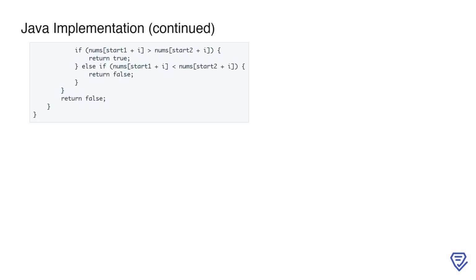Conversely, if the element in the subarray starting at start2 is greater, the method returns false. If the elements are equal, the loop continues to the next pair. If all elements are equal after comparing the first k elements, the method returns false, as neither subarray is greater. This helper function ensures an efficient comparison of subarrays to assist the main logic in identifying the largest subarray.